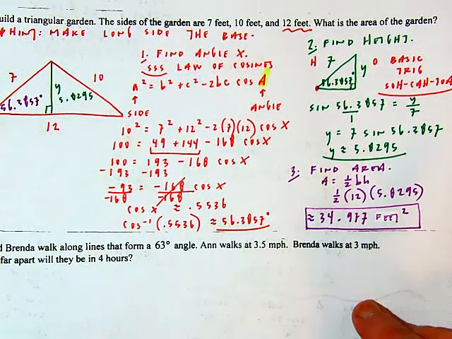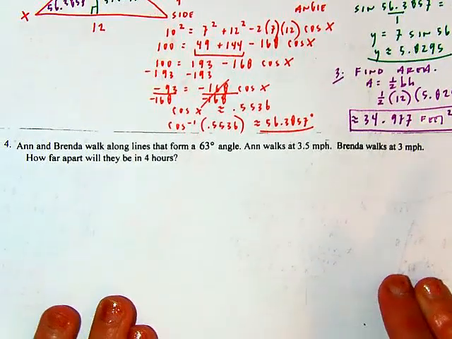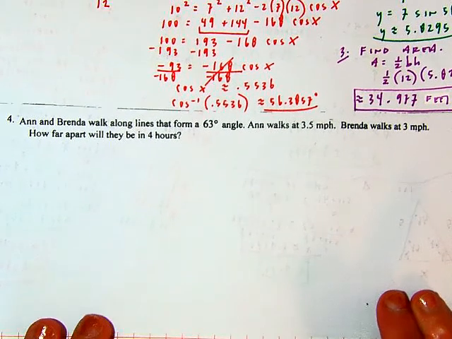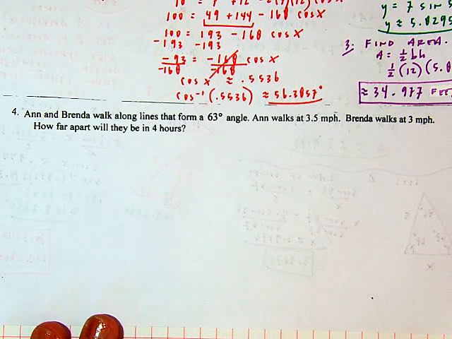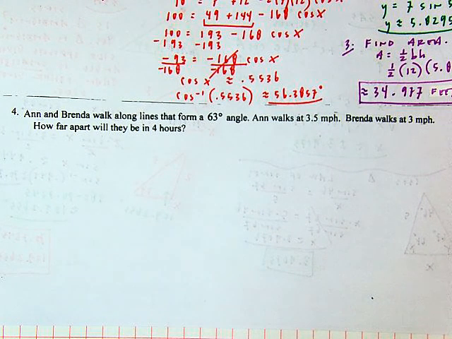All right, got one more problem. One more. All right, we have Anne and Brenda who walk along lines that form a 63-degree angle. Anne walks at 3.5 miles per hour. Brenda walks at 3 miles per hour. How far apart will they be in 4 hours?